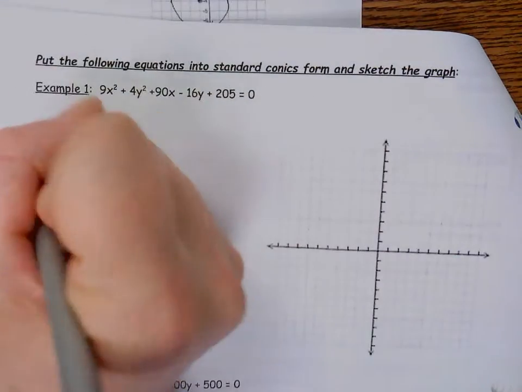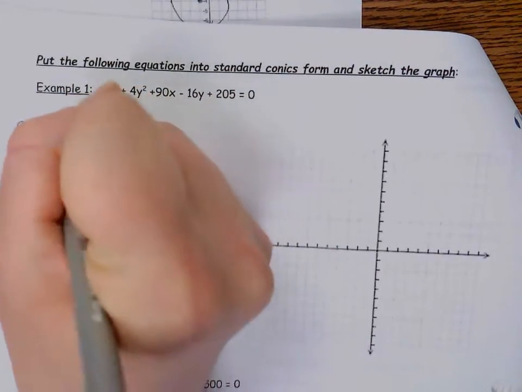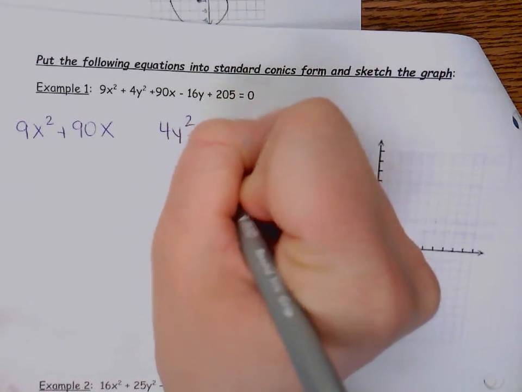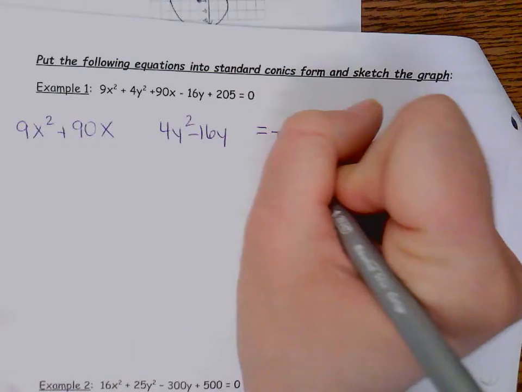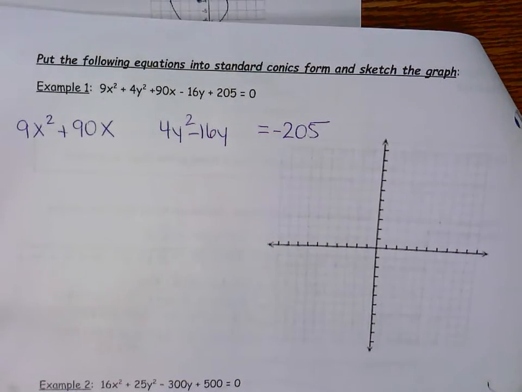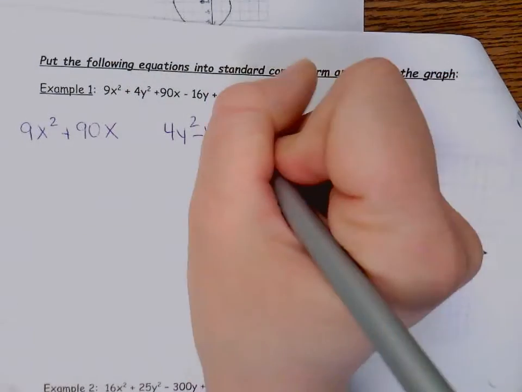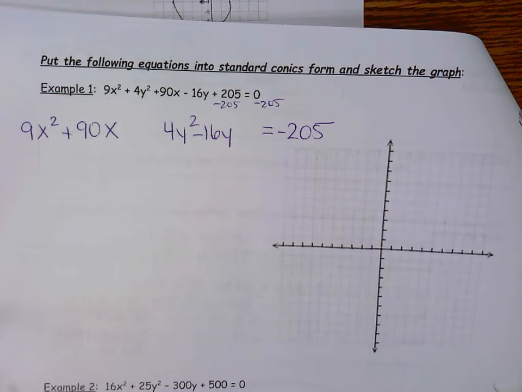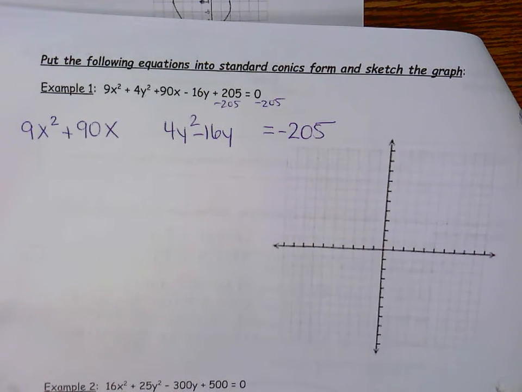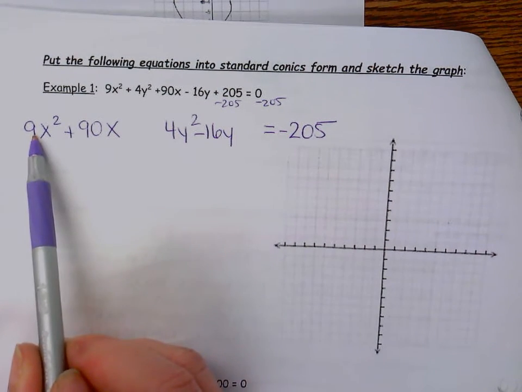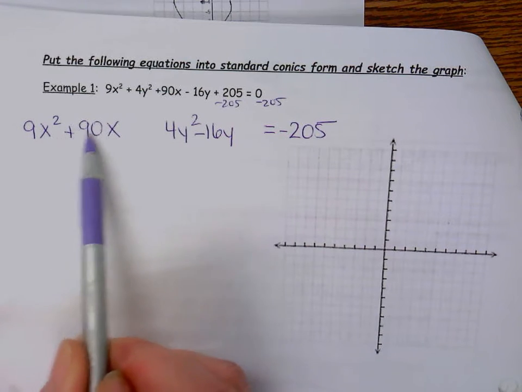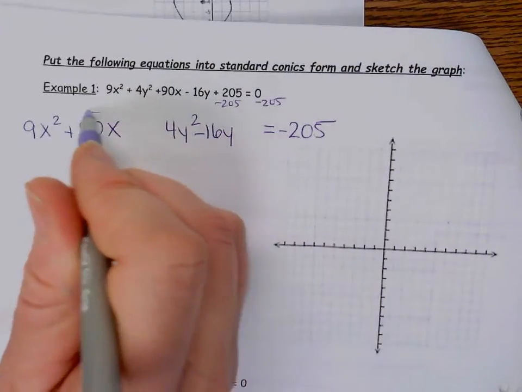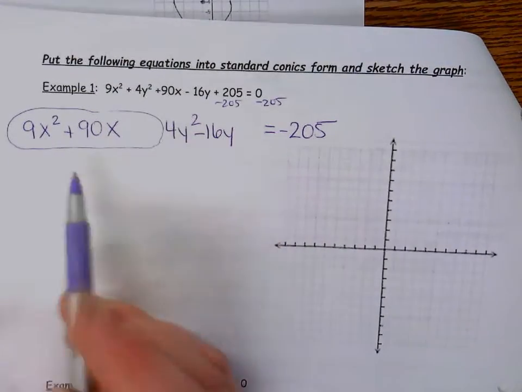You're going to put your 9x squared and your 90x next to each other, your 4y squared and your minus 16y next to each other, and you're going to subtract 205 to the other side. And you cannot complete your square yet. Because there's a coefficient in front of this x squared, I can't just cut this in half, get 45, and square it. My first step is I'm only working on this trinomial to start with.